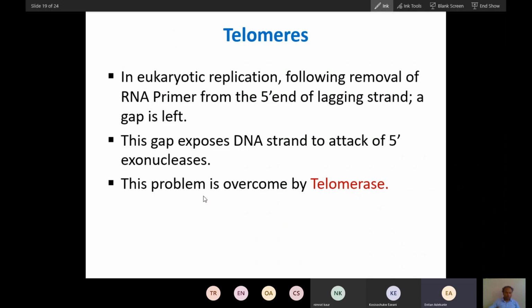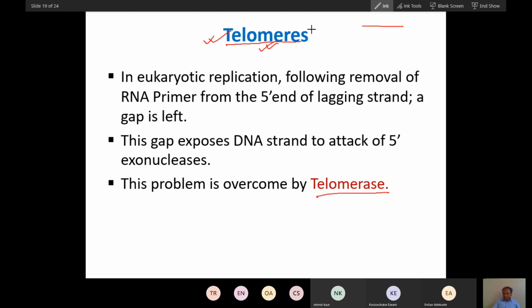Now, let's talk about telomerase. Telomerase is a very important enzyme because telomerase activity is very high in cancer cells. Reduction in telomerase enzyme activity corresponds to aging. So telomeres are very important, and these telomeres are formed by the telomerase enzyme. You can see here, these telomeres are very important.